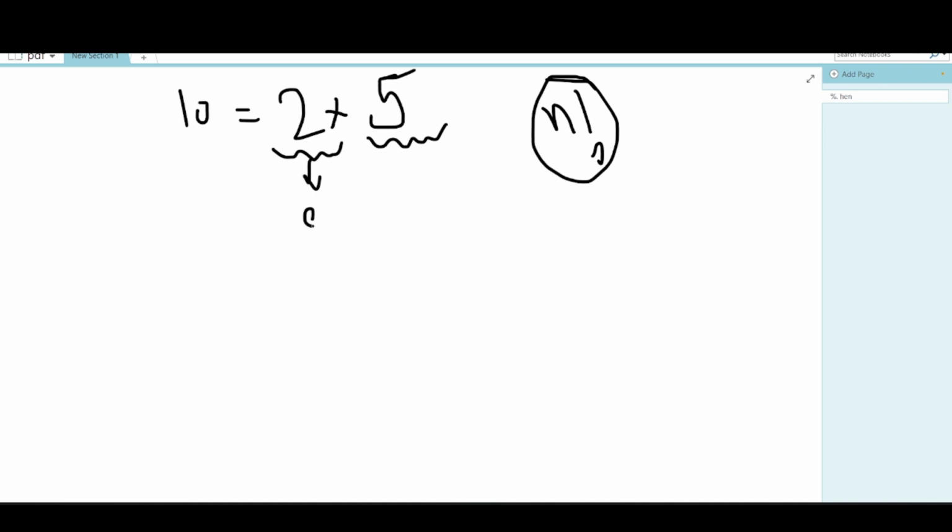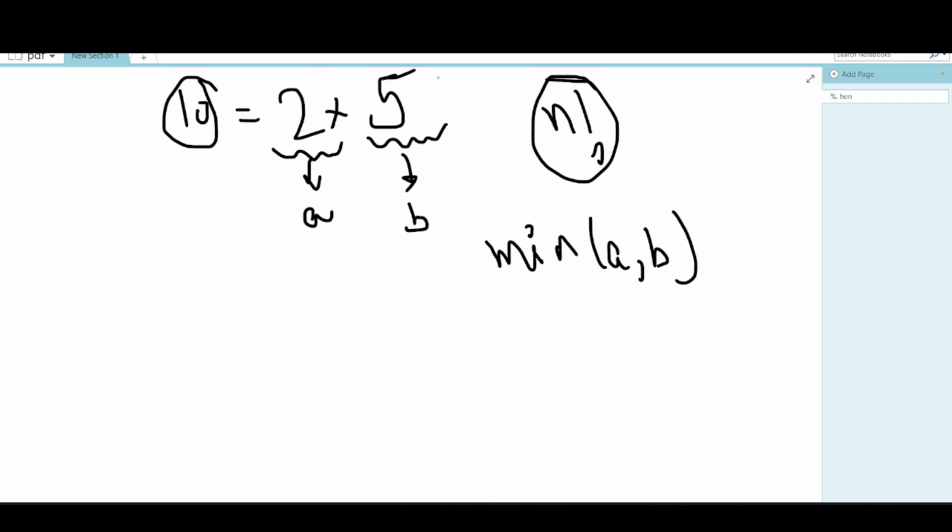For example, there are a factors of 2 and b factors of 5. That means my answer will always be the minimum of a comma b, because that many tens I will be able to create in n factorial, and that number of tens will reflect the number of trailing zeros. So this is the intuition of the problem.